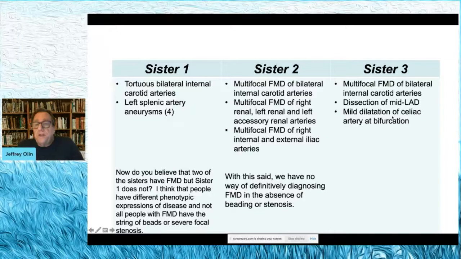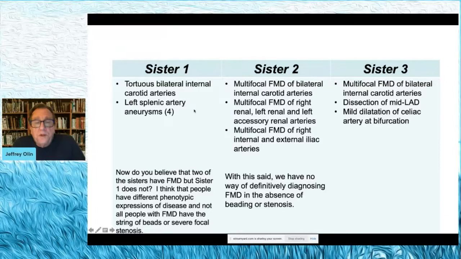So sister one doesn't meet the criteria for FMD. We can't put her in the registry because she doesn't have string of beads or areas of stenosis. But it's inconceivable to think that this woman doesn't have FMD. I mean, two of her sisters have it, and she has other phenotypic presentations of it. But as of yet, we cannot call it FMD. The natural history and the behavior of this is exactly the same as someone with FMD, but she can't be labeled that in the absence of beading or stenosis.